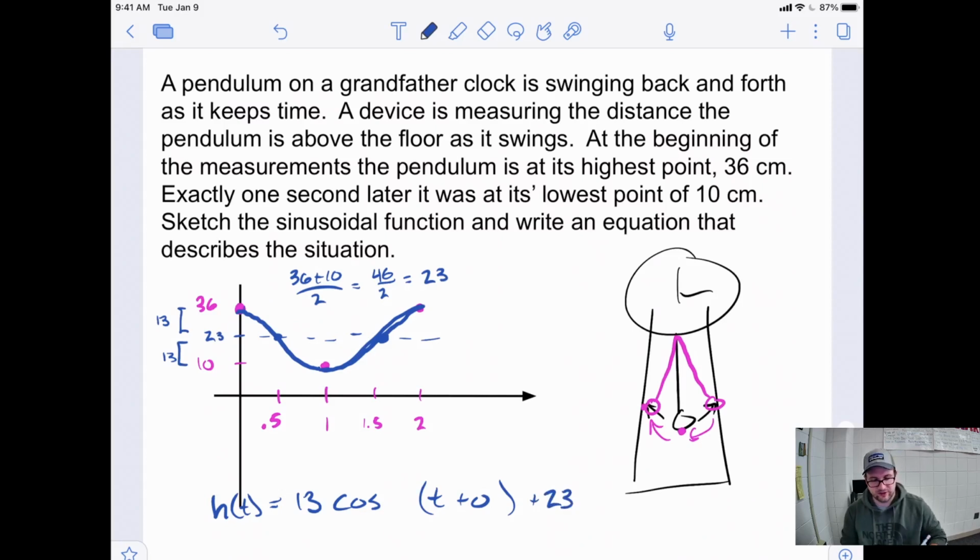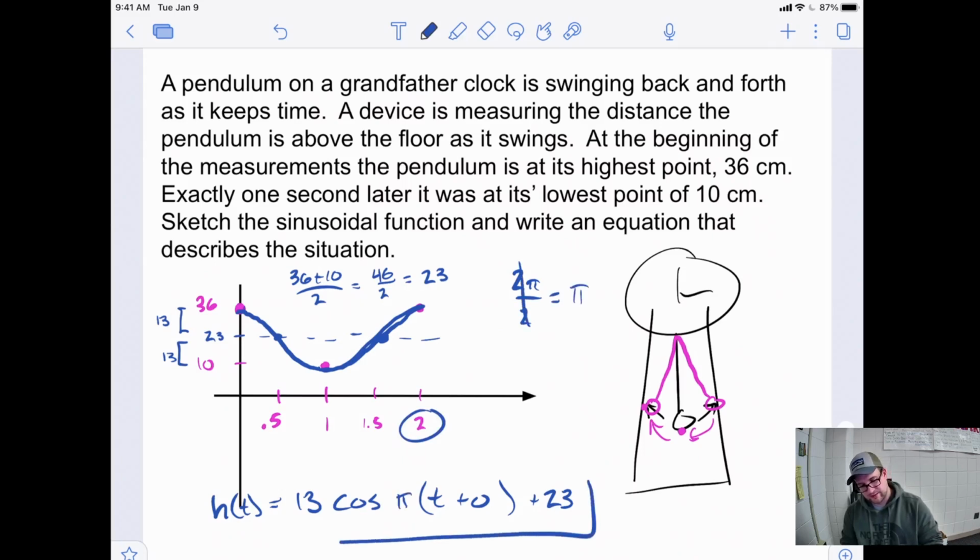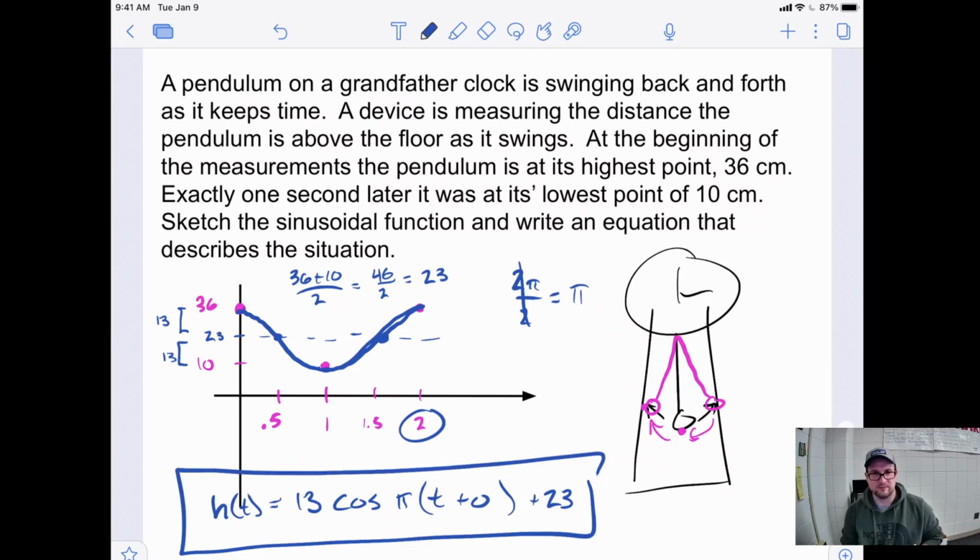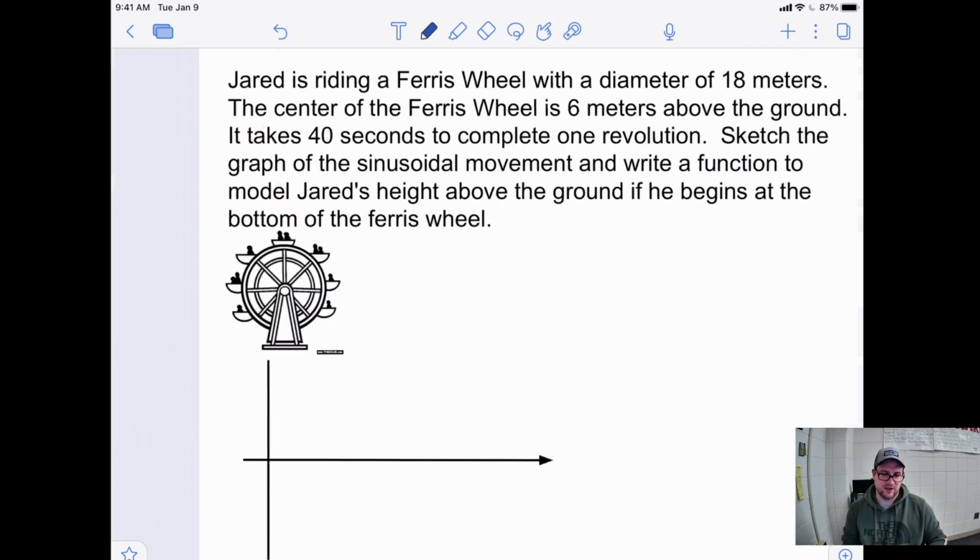Now let's figure out our b value. So we're going to take 2 pi over our period length, which we found was 2. 2 pi over 2 means our b value is going to be just pi. And just like that, we're done. Here's another one. Last one.